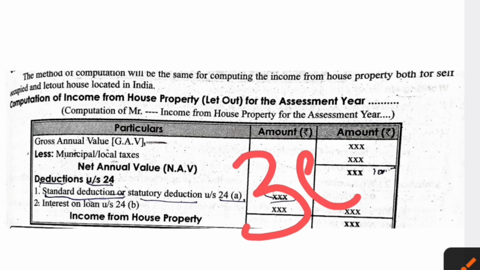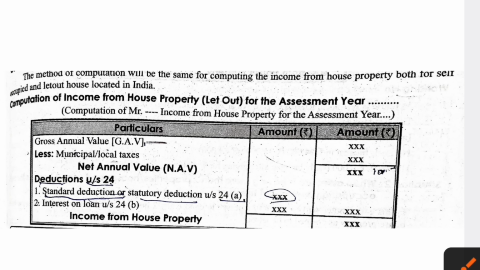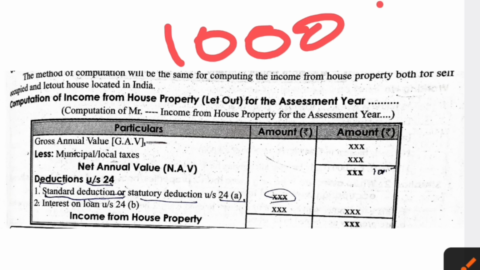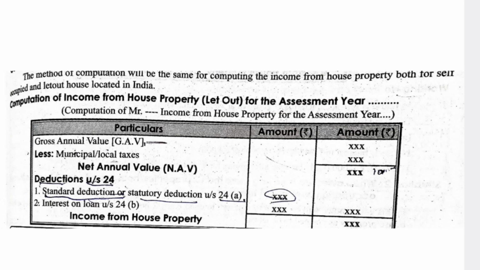Standard deduction we need to do 30% on NAV. For example, NAV you have got 10,000. For this 10,000 you need to do 30%. After doing 30%, whatever the amount you are getting, you need to write here. Interest on loan, in the question they will give, you need to write that amount here. Then you deduct these deductions under section 24 from NAV, and you will get the final answer, that is income from house property.